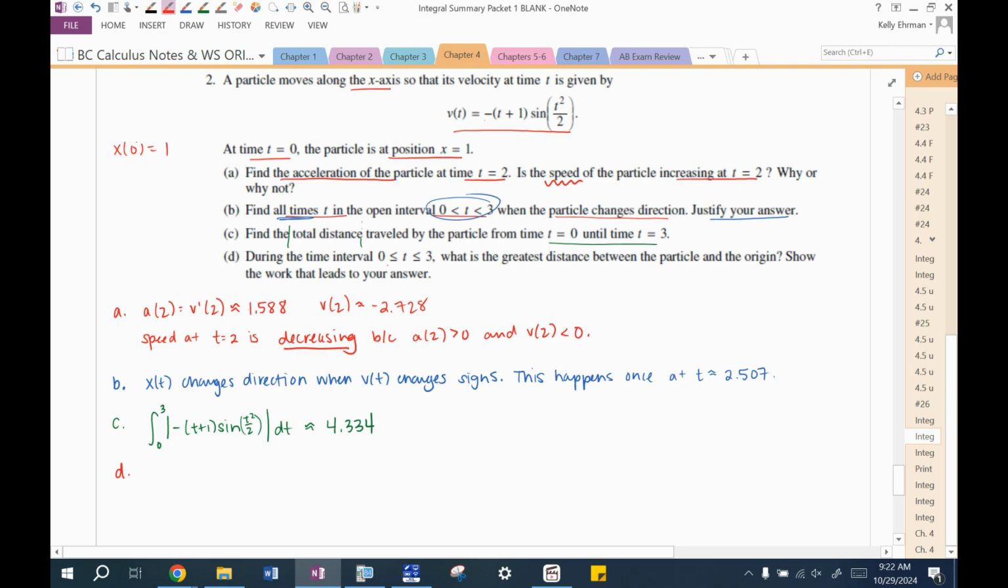Okay, and then part D. During the time interval 0 to 3, including the endpoints, what is the greatest distance between the particle and the origin? Show the work that leads to the answer. So, okay, the greatest distance between the particle and the origin. If we think about this, we have a velocity graph, right? The particle is starting at 0, 1, and we're on the interval 0 to 3.